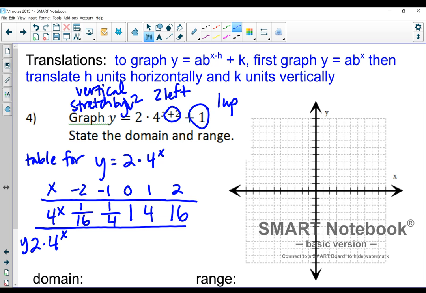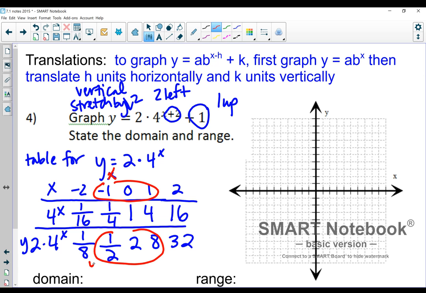For my y row, I'm multiplying them all by 2. So 2/16 would be 1/8. This would be 2 times 1/4, 2/4 is 1/2. 2 times 1 is 2. 2 times 4 is 8. 2 times 16 is 32. So yep, we're not really going to be able to graph all of our points. We're going to look at these x's. I'm trying to do it in a different color here. So I'm going to use these numbers for my x's, and these are going to be my y's.